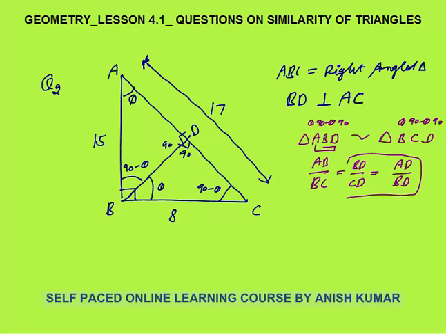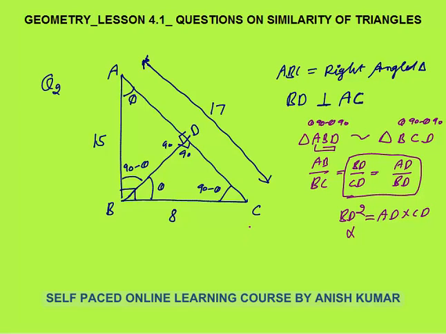You can see that BD will be like this. So BD square will be equal to AD into CD, as I discussed previously. But I don't know AD, neither do I know CD. I know that complete AC is 17. So this won't work. We have to think of something else.